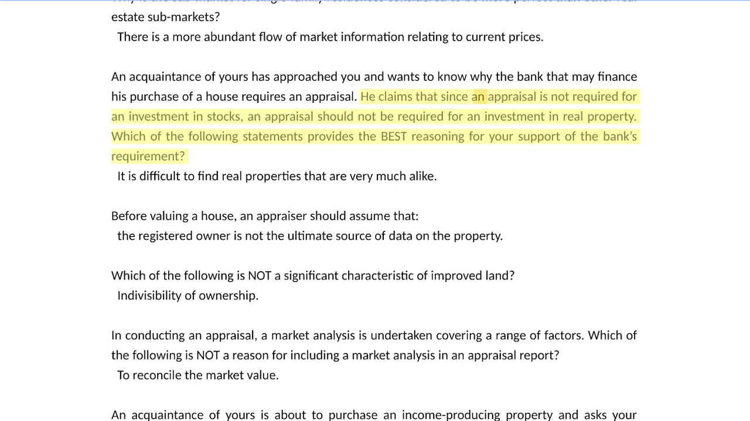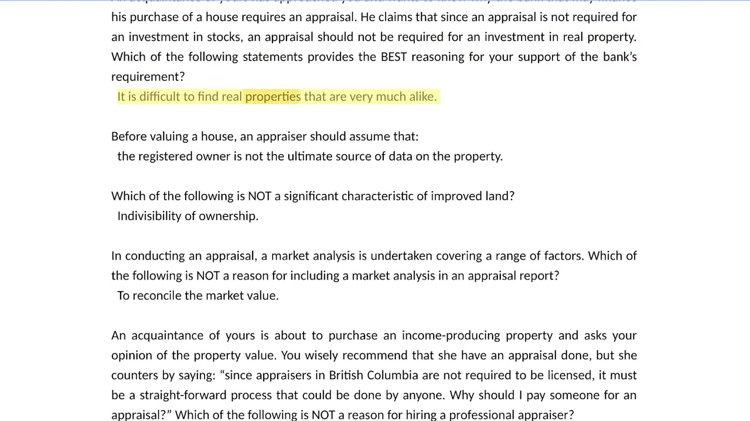He claims that since an appraisal is not required for an investment in stocks, an appraisal should not be required for an investment in real property. Which of the following statements provides the best reasoning for your support of the bank's requirement? It is difficult to find real properties that are very much alike.